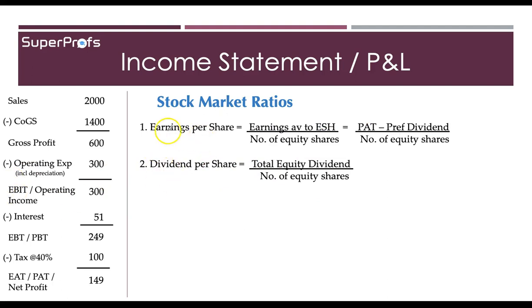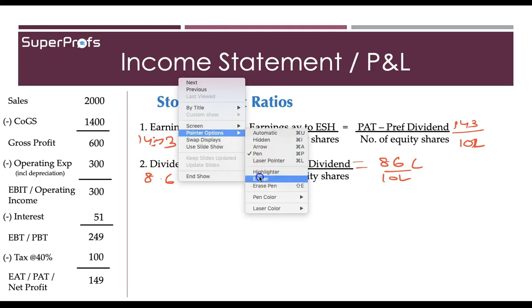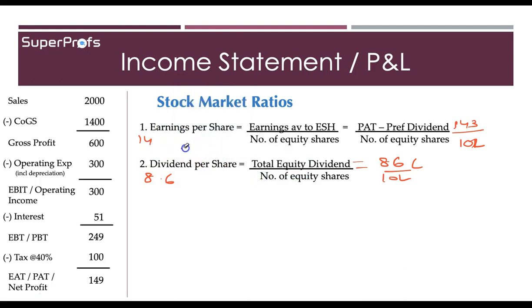In our previous example, for earnings per share, this amount was 143 lakh rupees. The number of shares was 10 lakh, assuming the face value of 10 rupees. So this earnings per share was 14.3. Your dividend per share, because total equity dividend was 86 lakh rupees, stood at 8.6.